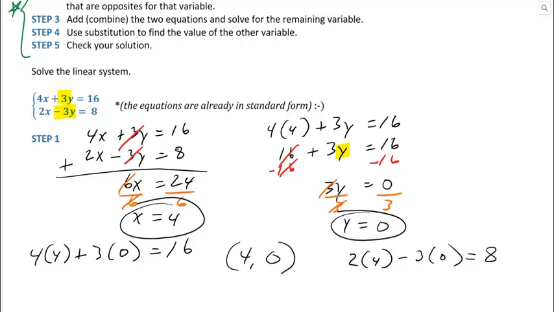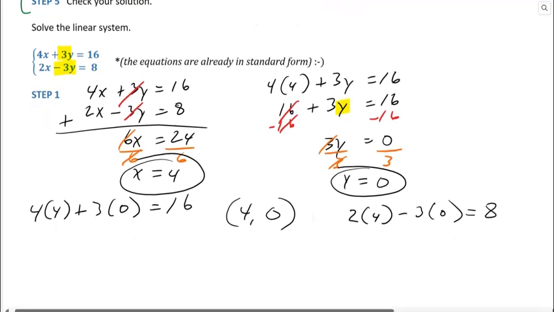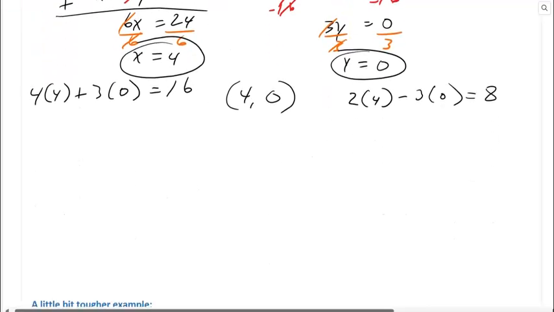I can guarantee you that the math checks out on this, so I'm not going to waste video time on that. But you should always check to make sure your answers are correct. Otherwise, what's the point in trying to solve them?